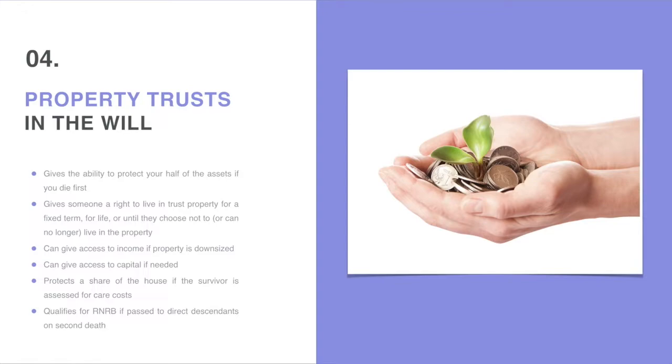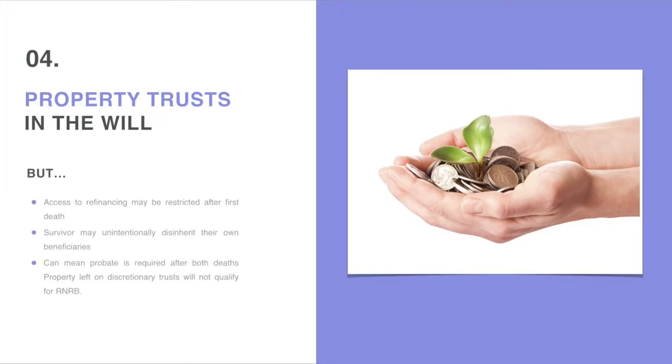Can give access to income if the property is downsized. Can give access to capital if it's needed. And it protects a share of the house if the survivor is assessed for care costs. It does qualify for the residence nil rate band if being passed to direct descendants on second death.